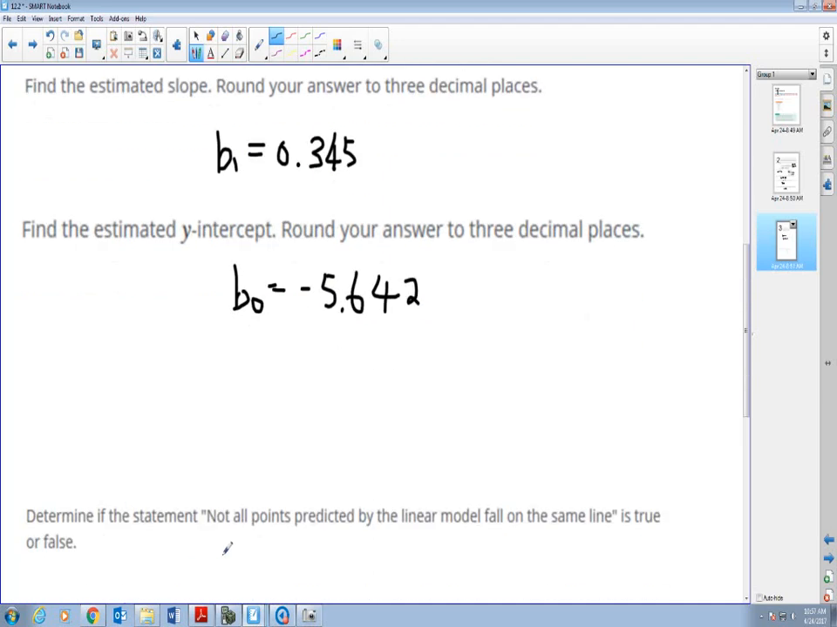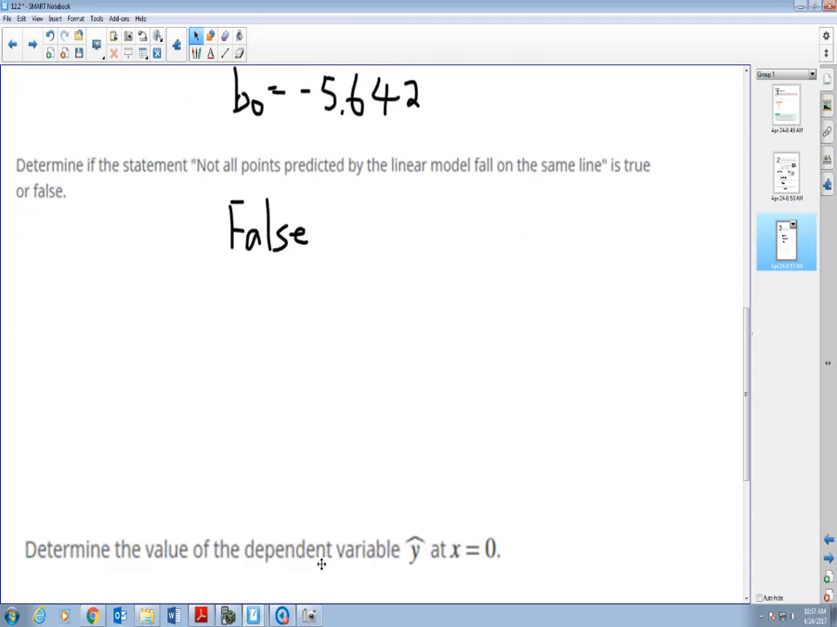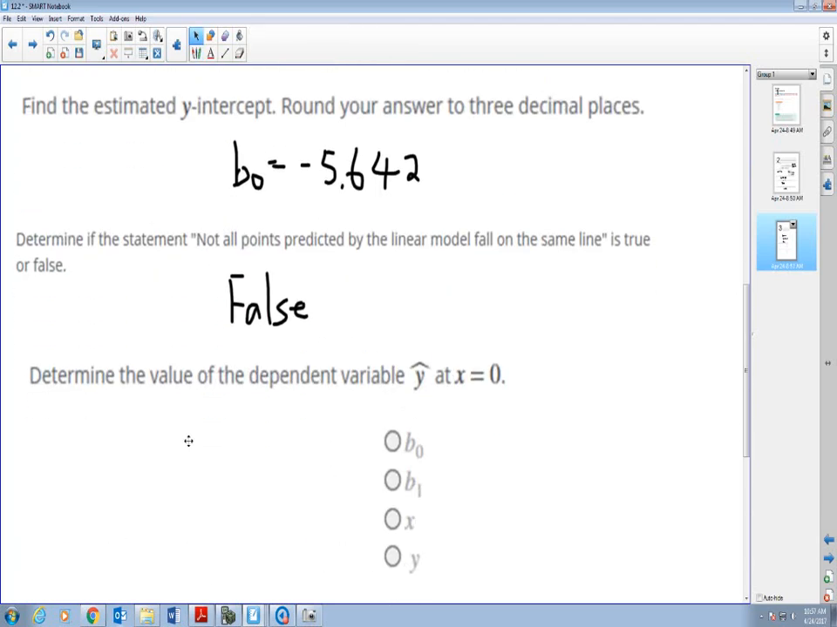Alright. Determine if the statement is true: not all the points predicted by the linear model fall on the same line. Is that true or not true? It's gotta be false. All the predicted values have got to fall on the same line. So it says not all points, so that's false.